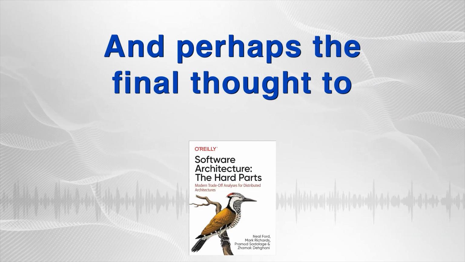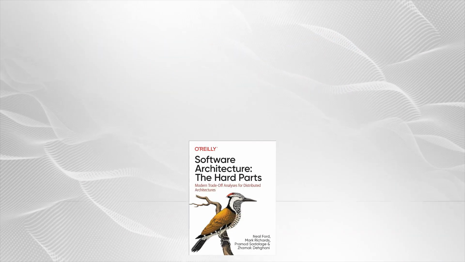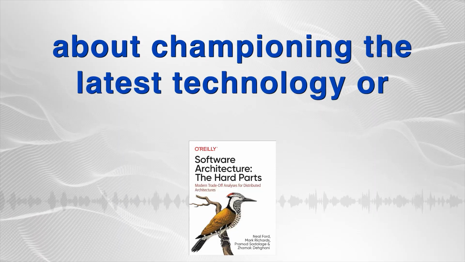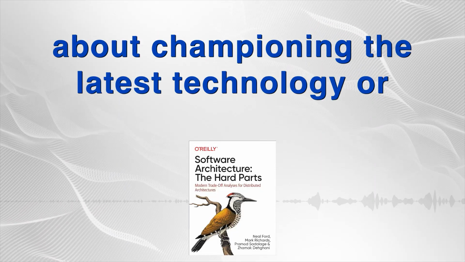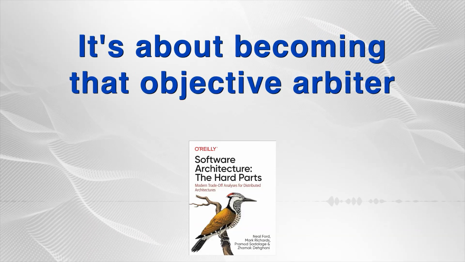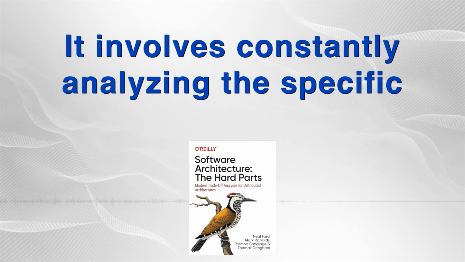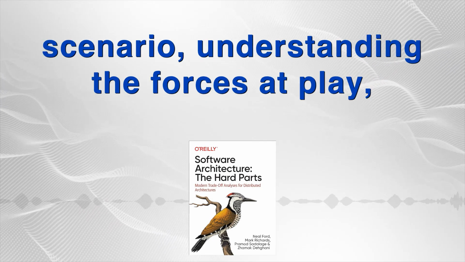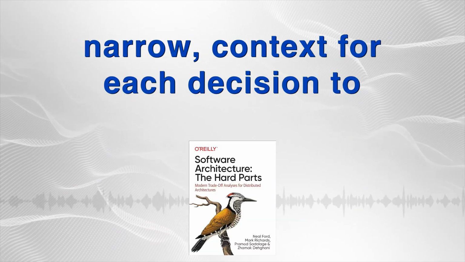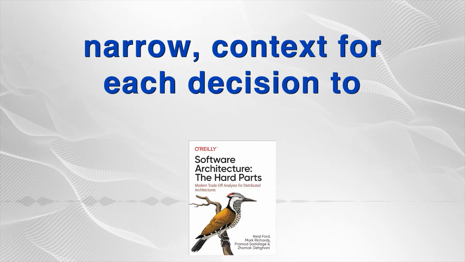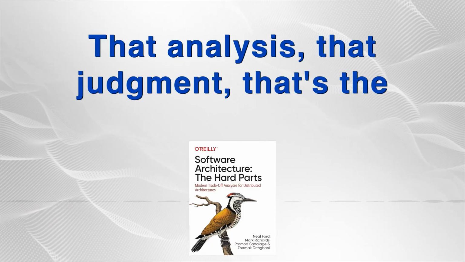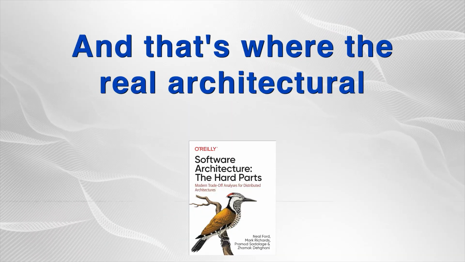And perhaps the final thought to leave you with is this. The true value of a software architect in today's world isn't primarily about championing the latest technology or methodology. It's more fundamental. It's about becoming that objective arbiter of the trade-offs. It involves constantly analyzing the specific scenario, understanding the forces at play, and finding the most appropriate, often narrow, context for each decision to arrive at that least worst combination. That analysis, that judgment, that's the hard part, and that's where the real architectural value lies.